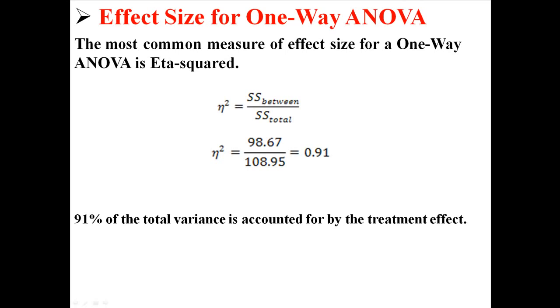Now if you remember effect size, 0.91 is huge. Almost all of the variability in this analysis came from our treatment effect. So we can conclude from this that there's a large meaningful difference between our 3 groups somewhere.